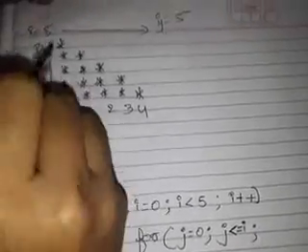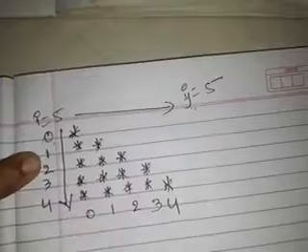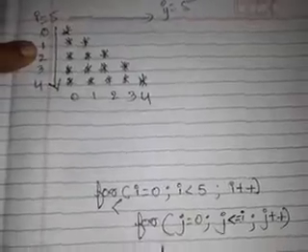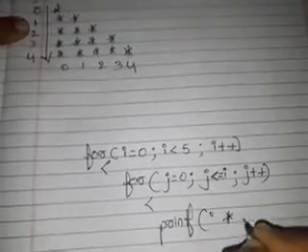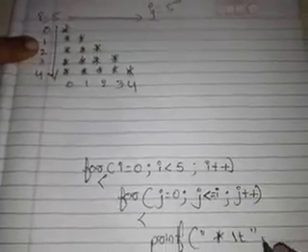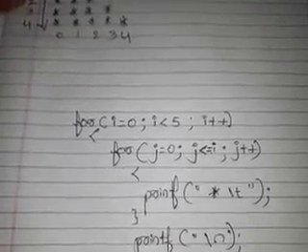Because see here, I have this first row, first column. I have this 0th row, 0th column, first row, first column. That's why I have taken j less than or equal to i, j plus plus. See, very simple. What I have to take now? printf. What is to be printed? Asterisk. Okay. So I'll be leaving a space between every asterisk. After every row I want to have a new line. That's why I have taken slash n. See how simple the program is.